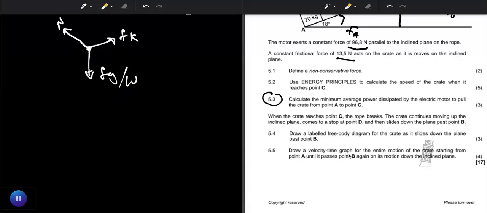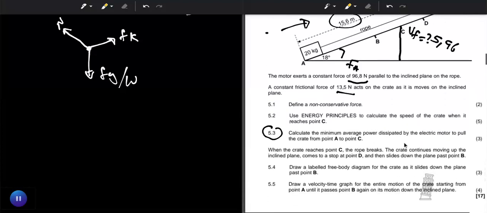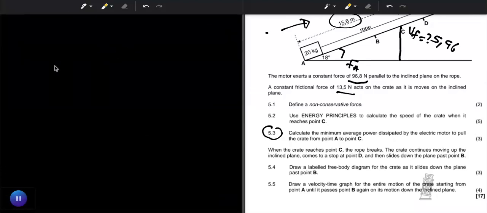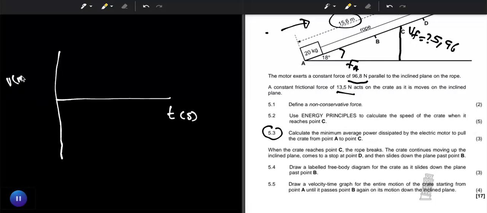They said draw the velocity time graph for the entire motion of the crate starting from point A until past point B, on its motion down the inclined plane. So they want us to draw the velocity versus time graph. How are you going to draw that? We're going to use that mindset of projectile. I'm going to draw something like this one. It's not that straight, but I'll try. Over here, this is my time in seconds, and this is my velocity in meters per second.